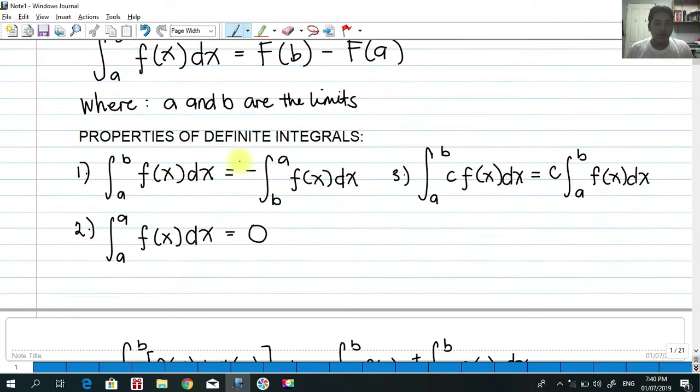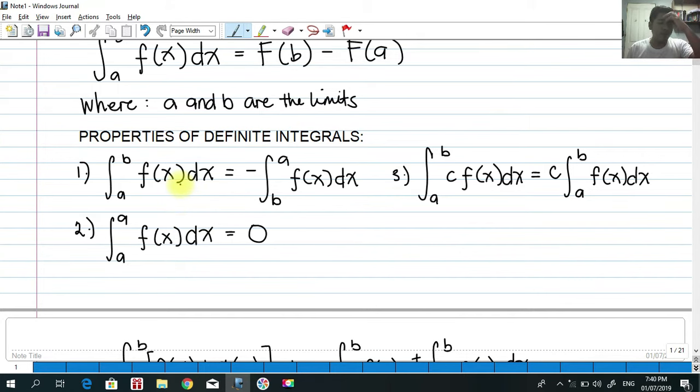So here are some properties of definite integrals. This might be useful for some applications of definite integrals. For property number one, the integral of f of x dx evaluated from a to b is equivalent to the negative of the integral of f of x dx from b to a. If we switch the limits, such that it would be from b to a, we should put a negative sign here. So these two are equal.